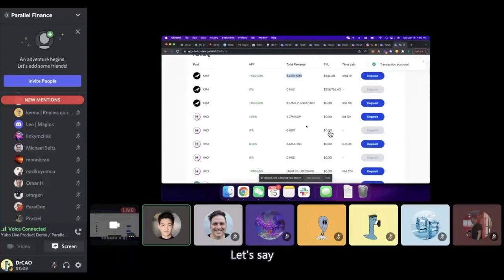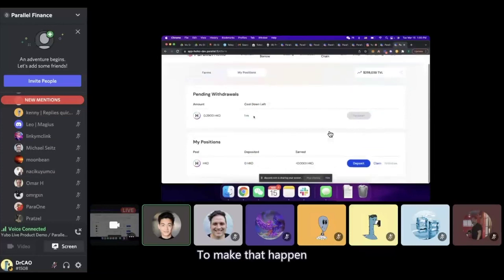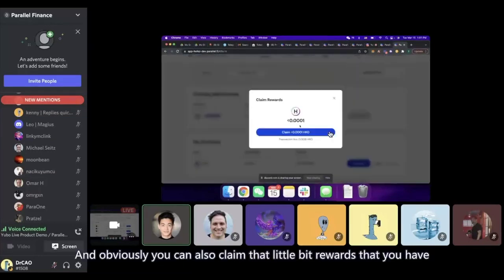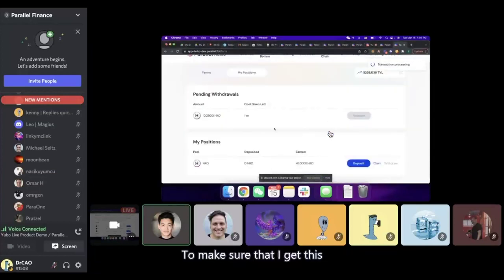If you want to use, let's say, I don't know, like Glimmer token as a reward, go for it. So this is kind of like a super flexible balance to make that happen. So after minutes, then you should be able to redeem all of that. And obviously you can also claim that little bit of rewards that you have. Let me just claim that as well to make sure that I get this.